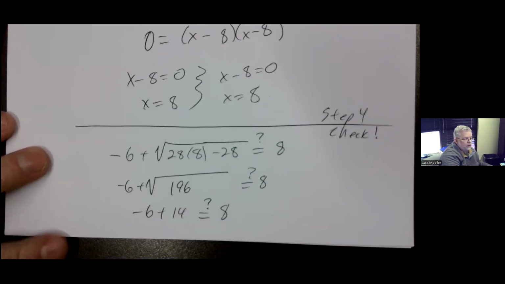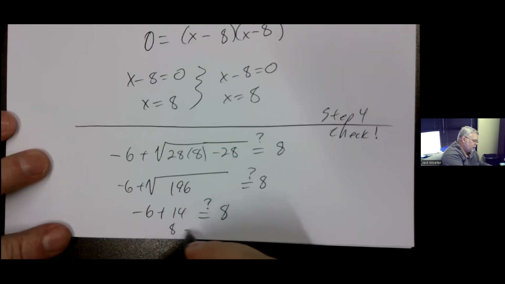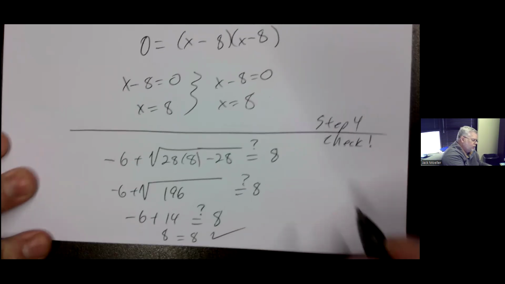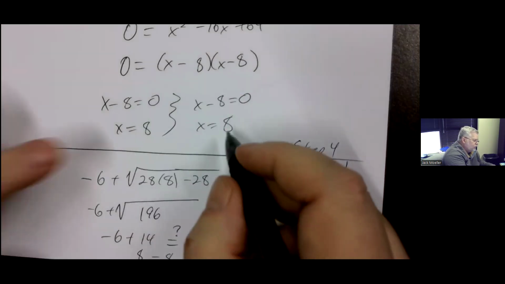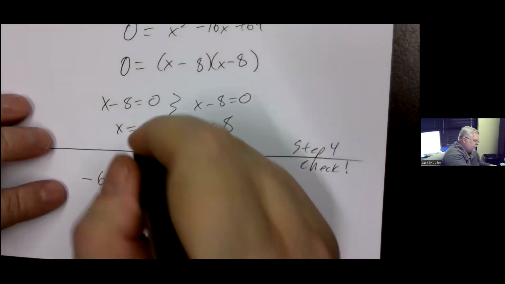All right, so is -6 plus 14 equal to 8? Yes, 8 equals 8. So we're good. And again, since we have two answers, don't list repeats.